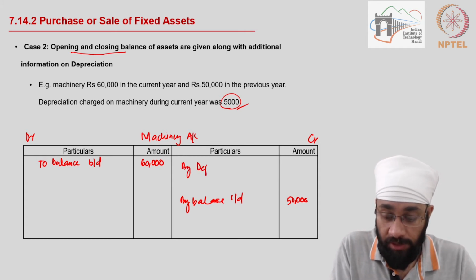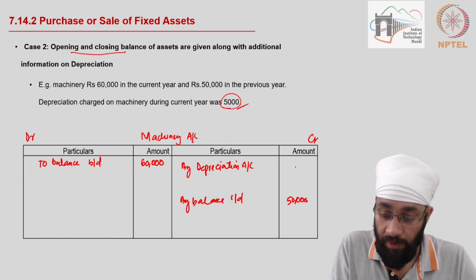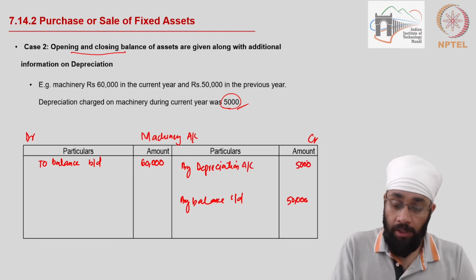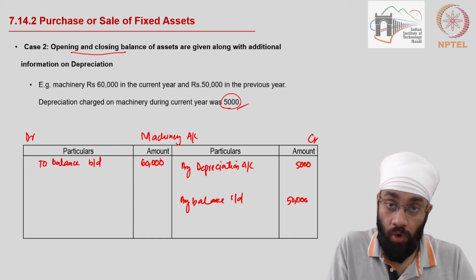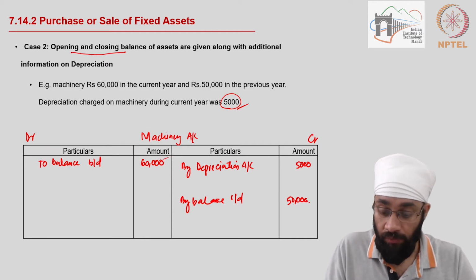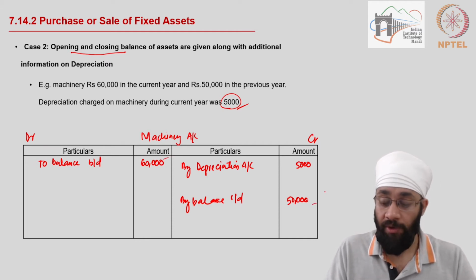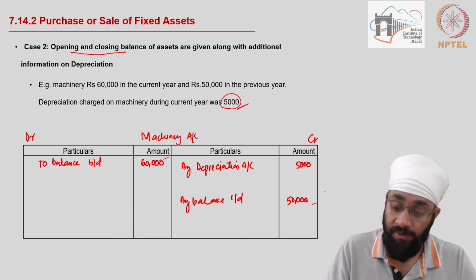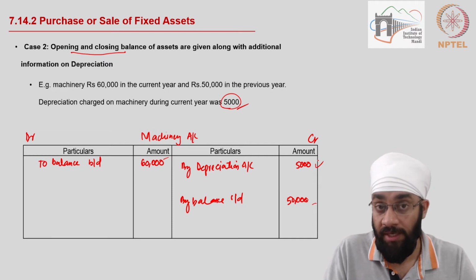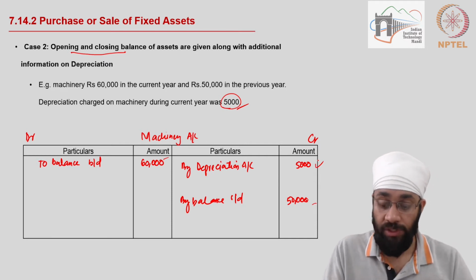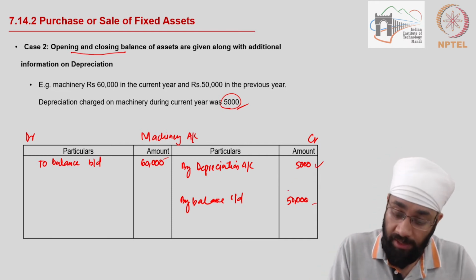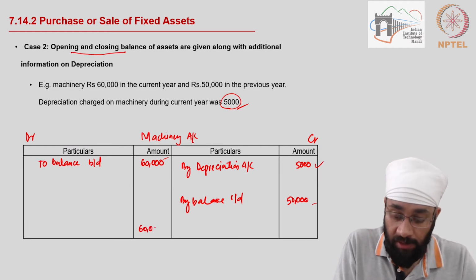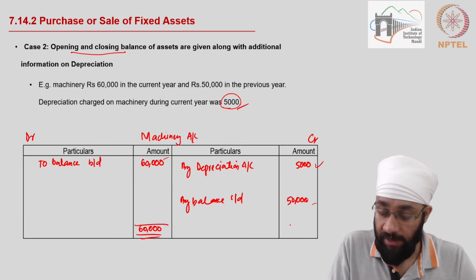The journal entry for depreciation is depreciation debit to the fixed asset or to machinery. So depreciation is going to be written here by depreciation account 5,000. Now the value of the asset went down from 60 to 50 by 10,000, but the whole 10,000 is not the sale of the asset. Out of the 10,000, 5,000 of the decrease in value is due to depreciation, but clearly there is a balancing figure. So we are going to figure out the balancing figure.